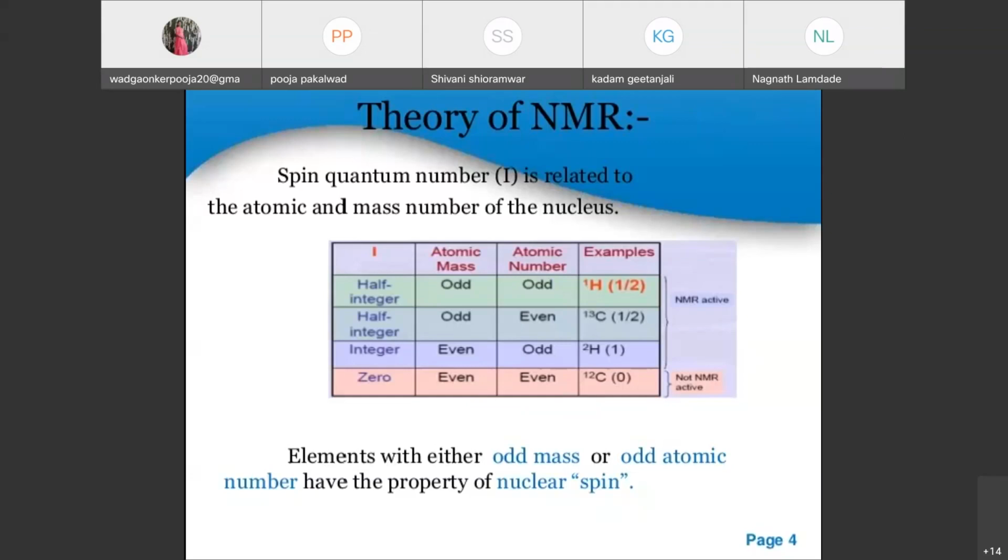It is nothing but the spin quantum number, and that is denoted by I. What is that I? I is the spin quantum number, and it is related to the atomic and the mass number of the nucleus. What does it mean? Wait a minute, I need the slide. Is the slide clearly visible to you?